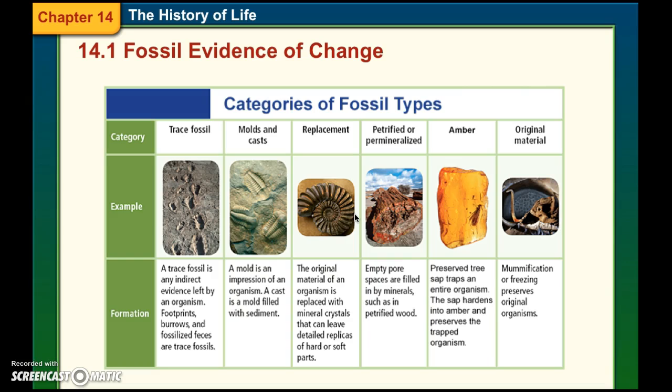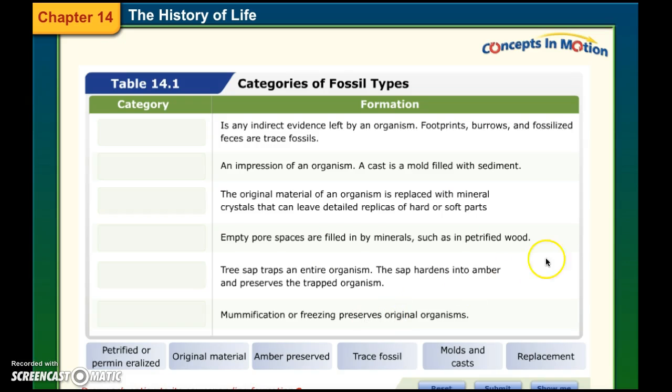Replacement would be where an organism basically mineralizes. Petrified would be like wood. Wood is petrified often, where the spaces in between are filled with the minerals and it literally becomes stone. And mummification or freezing is the original material. So feel free to pause this video and jot down any of this information that you need. All right, so this is just to make sure that you understand which is which. So again, you can pause this and you can go through it if you would like.